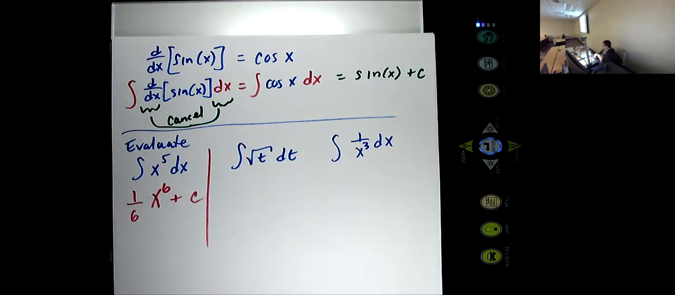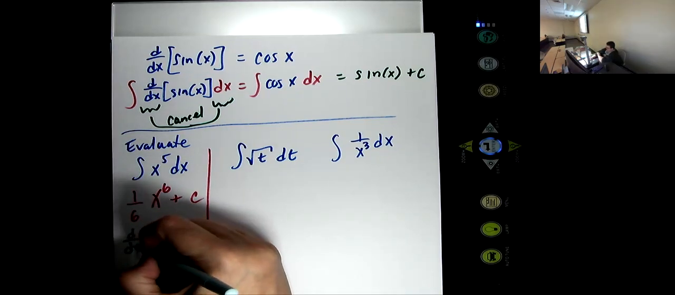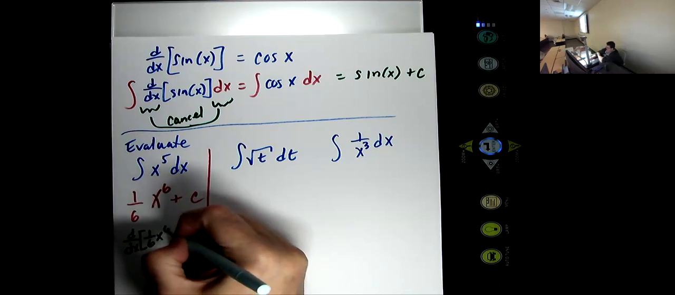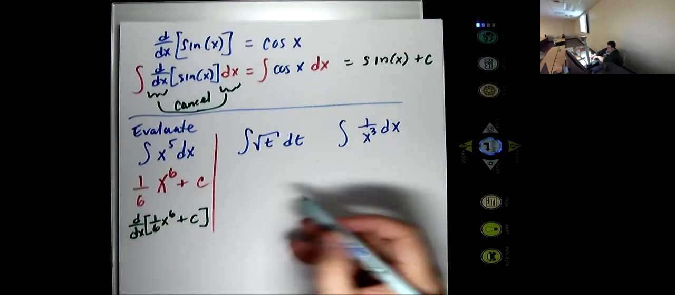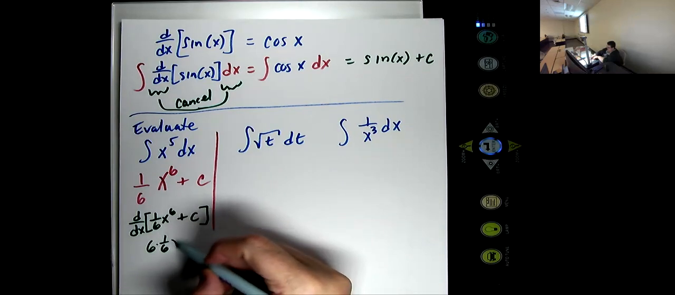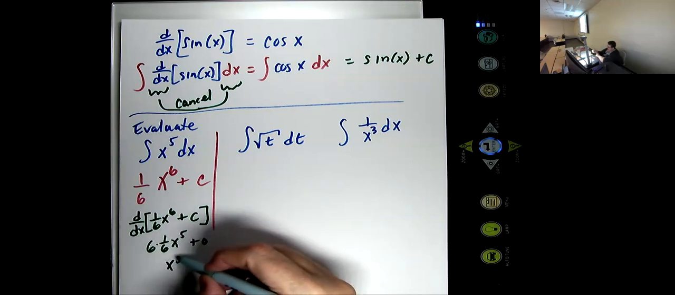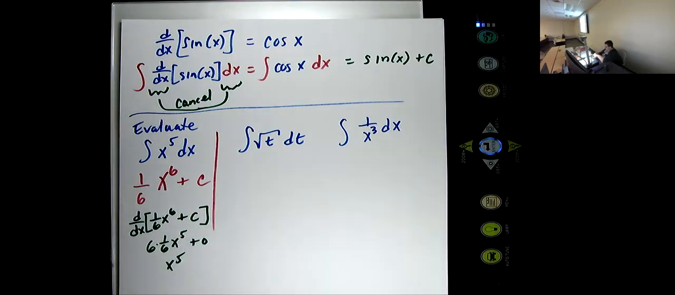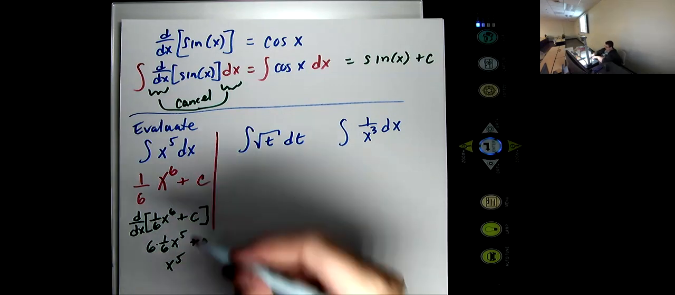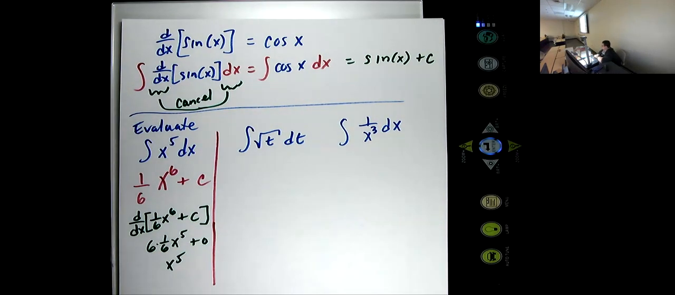You can always check your work, which is handy. We bring the power down, lower the power, and the derivative of a constant is 0. And we get x to the 5th back. So you can always check to see if you got it right. Now, where it's just a single term like this and we're just doing a polynomial, it's quicker to check. Some checks are quicker than others, but you should be able to check every time.